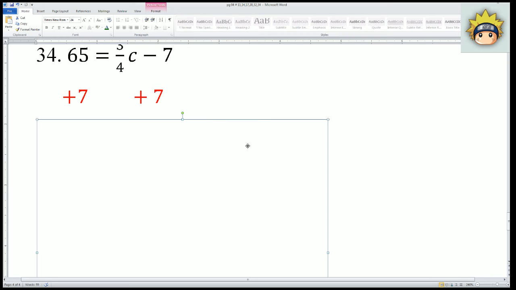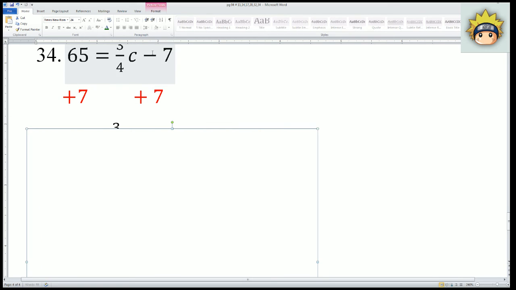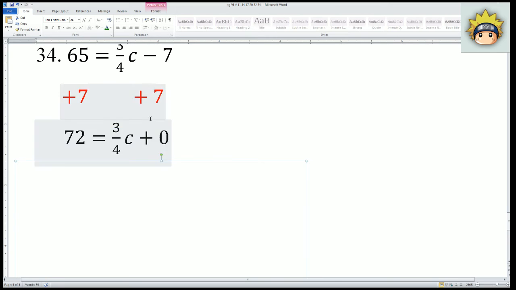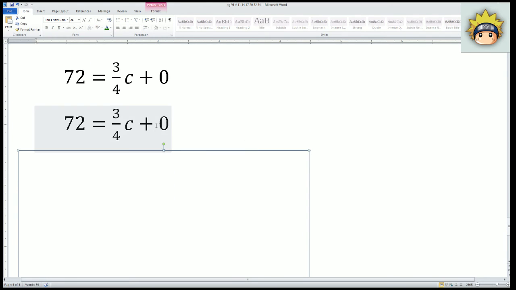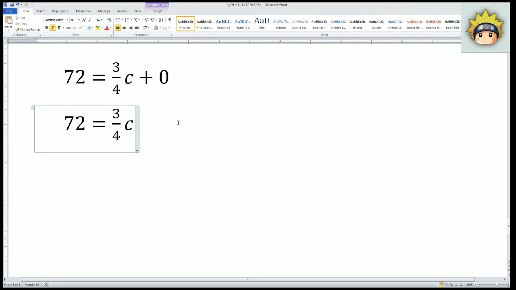The reason you add to both sides is because it's the equal sign. Negative 7 plus 7 equals 0. That's how they got the 0 here. On the left hand side, 65 plus 7 is 72. Rewriting it, it should look something like this.